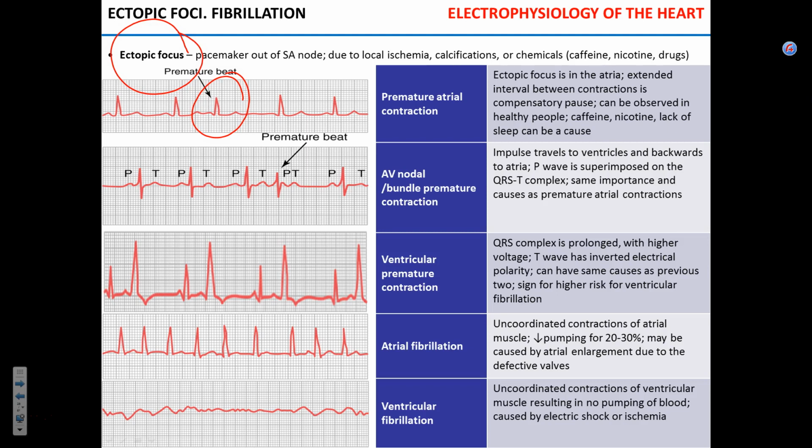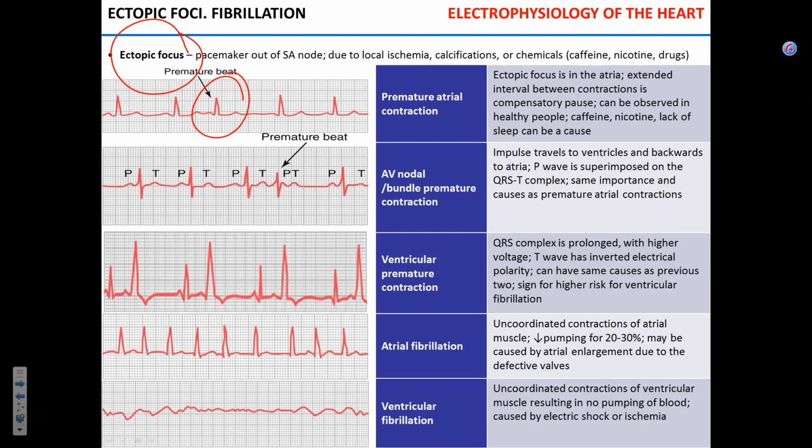If you take an EKG on a healthy person like me now, over 5 minutes, you're going to see ectopic foci in my heart. It's like, because I'm drinking, that's my second pint of coffee today. So I probably have some.